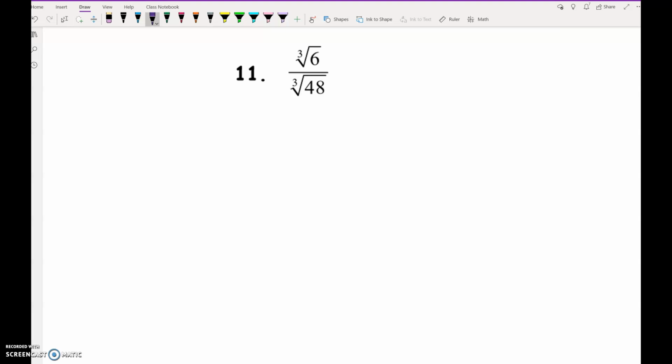In number 11, they are both third roots, so you can put them under the same radical.